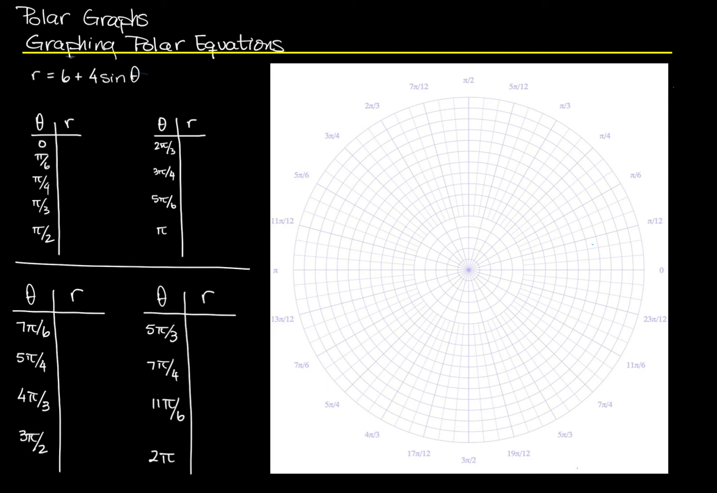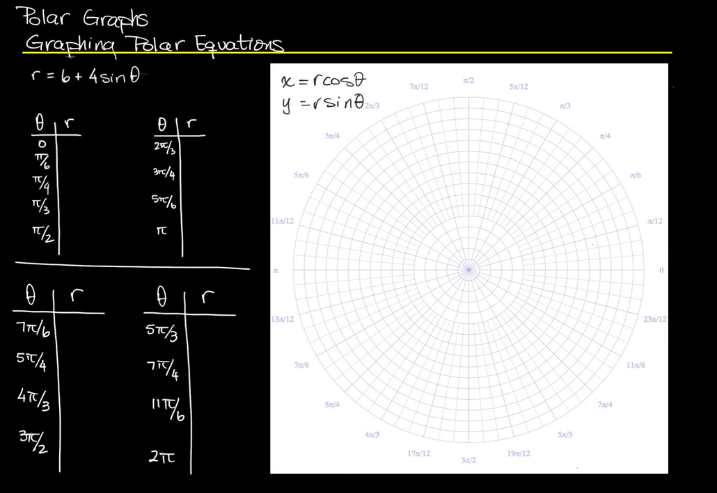The other thing I want to point out is that the previous one was a cosine and this one's a sine. Remember that x equals r cosine theta and y equals r sine theta. So if you have a polar equation that has a sine in it, it's kind of a y-related thing. If there's a cosine here, then it's an x-related thing.